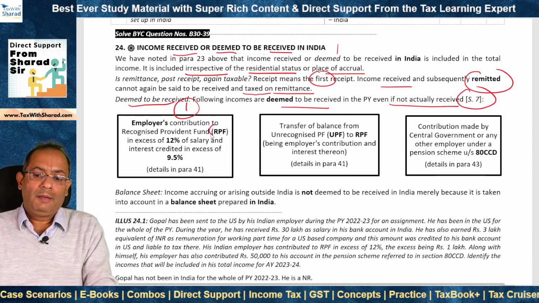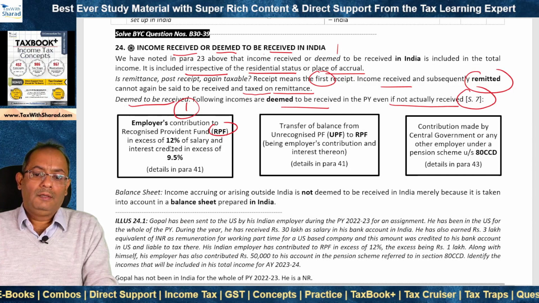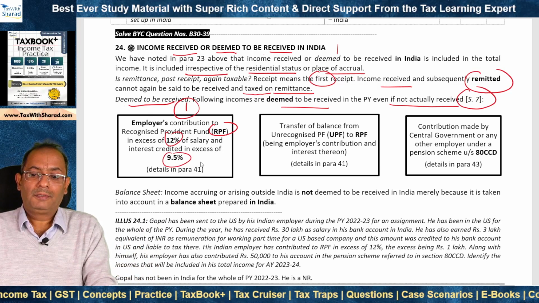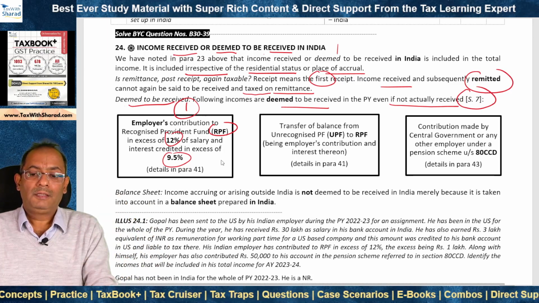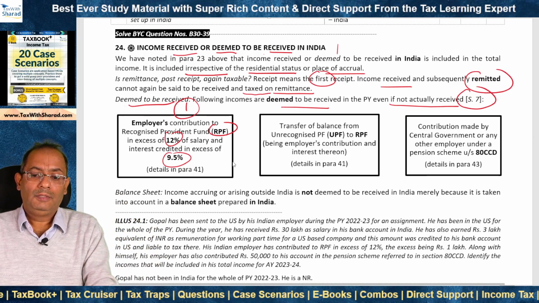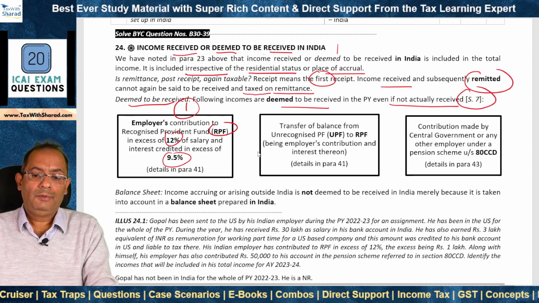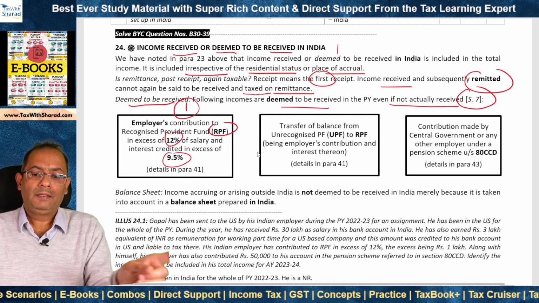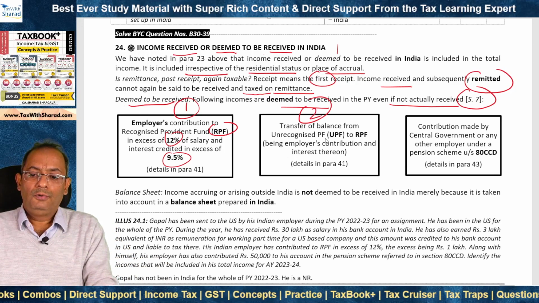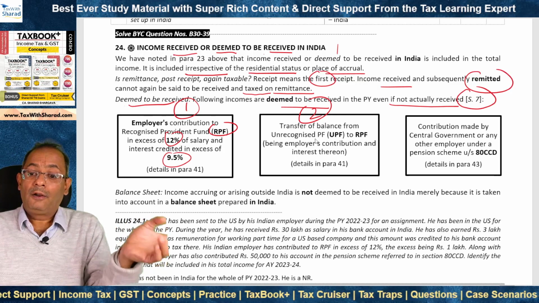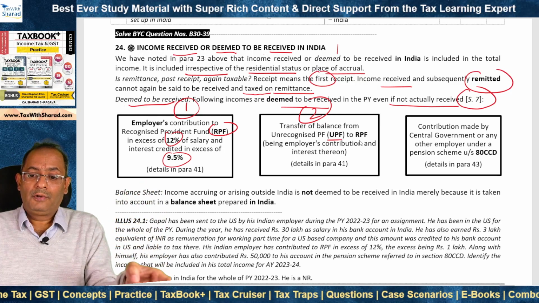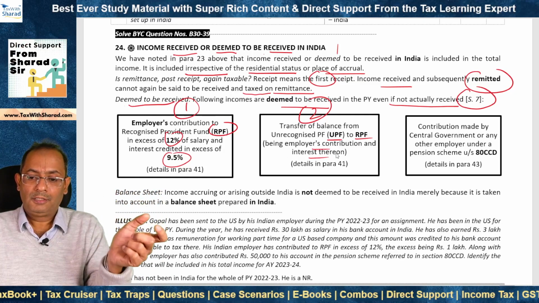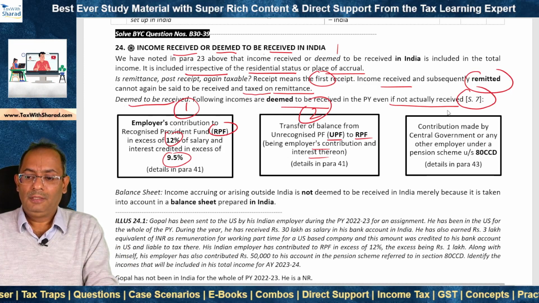Number 1, employer's contribution to RPF, that is recognized provident fund, which is in excess of 12% of salary, and interest credited in excess of 9.5% is deemed to be received in the previous year and accordingly taxed in the hands of the person. Employee's contribution in excess of 12% and interest credited in excess of 9.5% in the case of RPF. Number 2, if the balance in the unrecognized provident fund is transferred to a recognized provident fund, which is in the nature of employee's contribution and interest thereon, then that is also deemed to be received in the previous year.